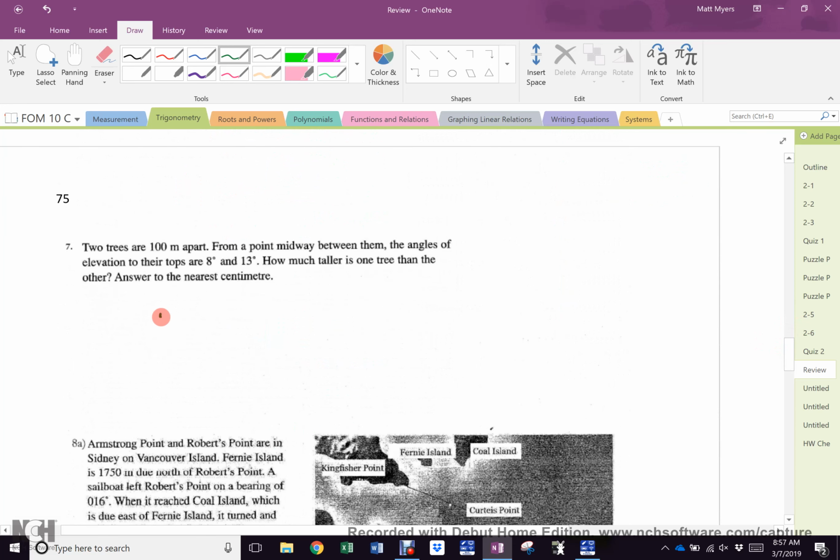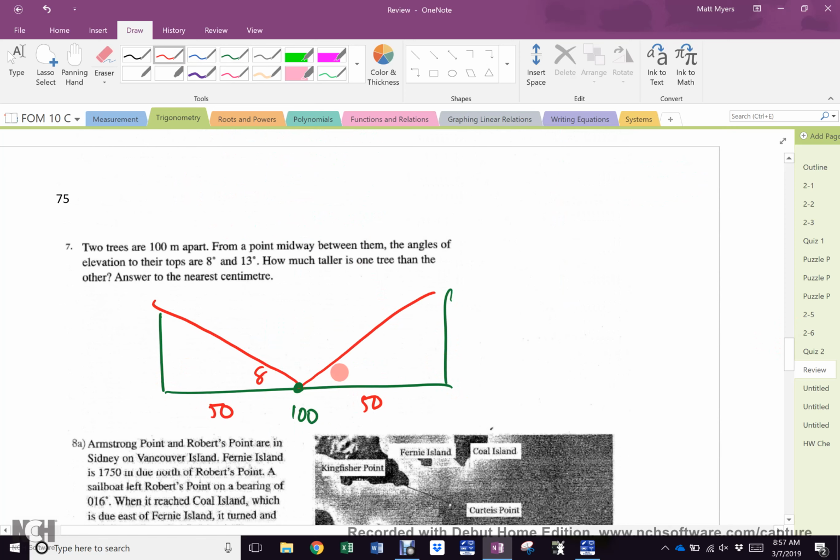Two trees, one tree, it's green. Another tree, it's green. They're 100 meters apart. From a point halfway, that's 50, that's 50. Two angles of elevation, 8 and 13. I got tree X, I got tree Y. Which tree is taller?